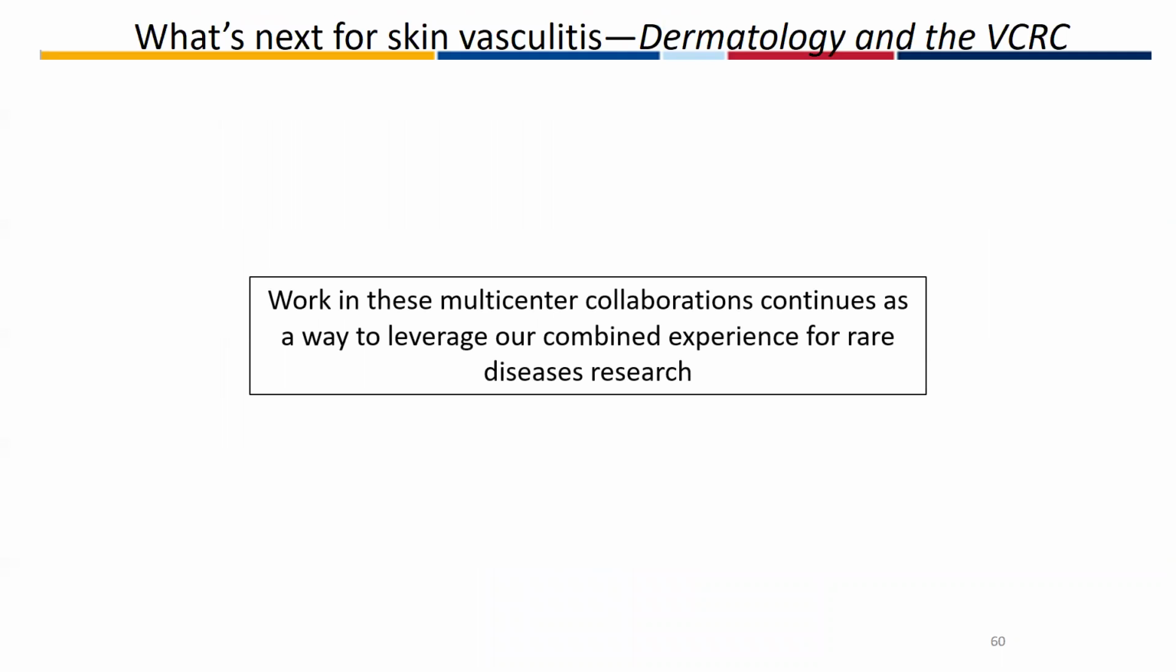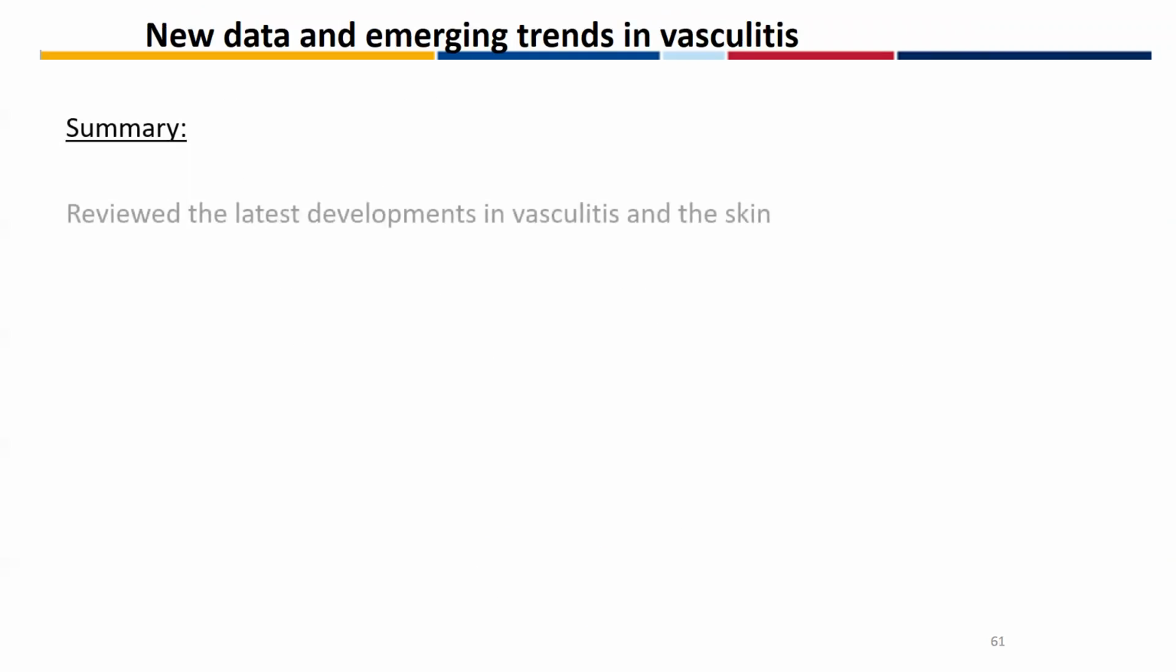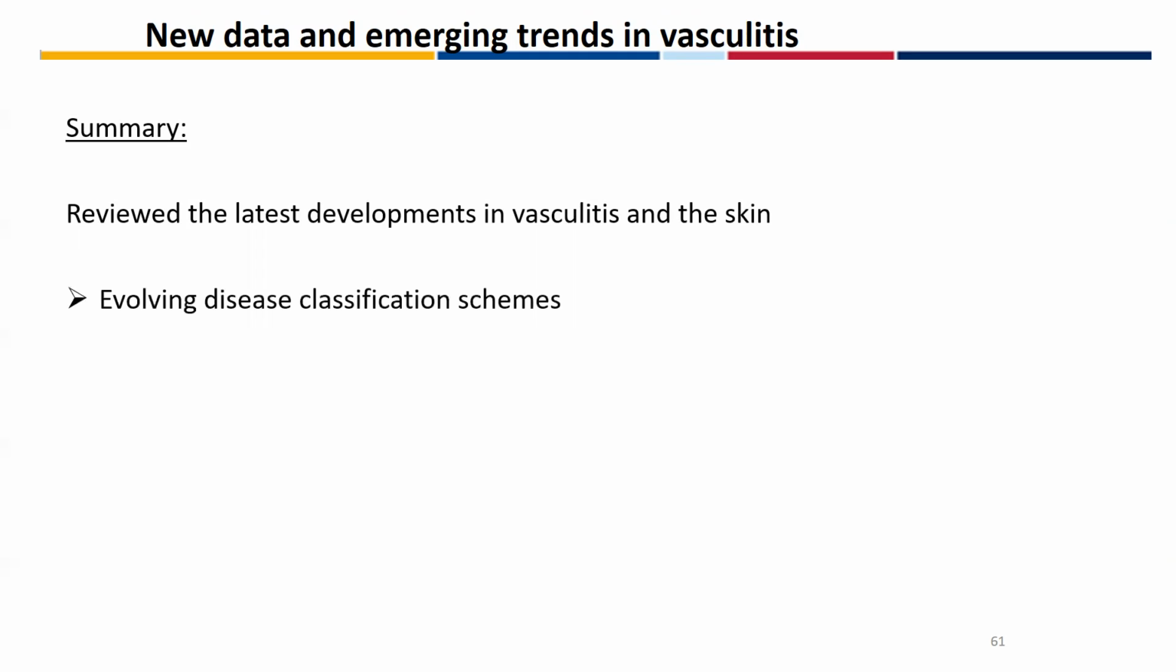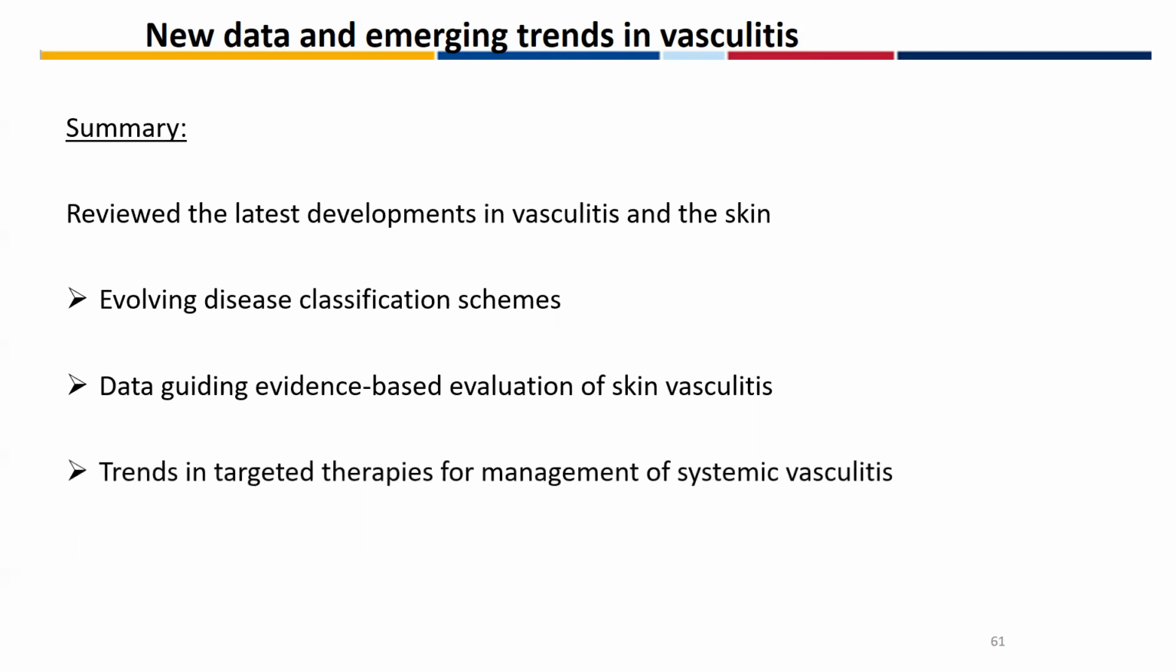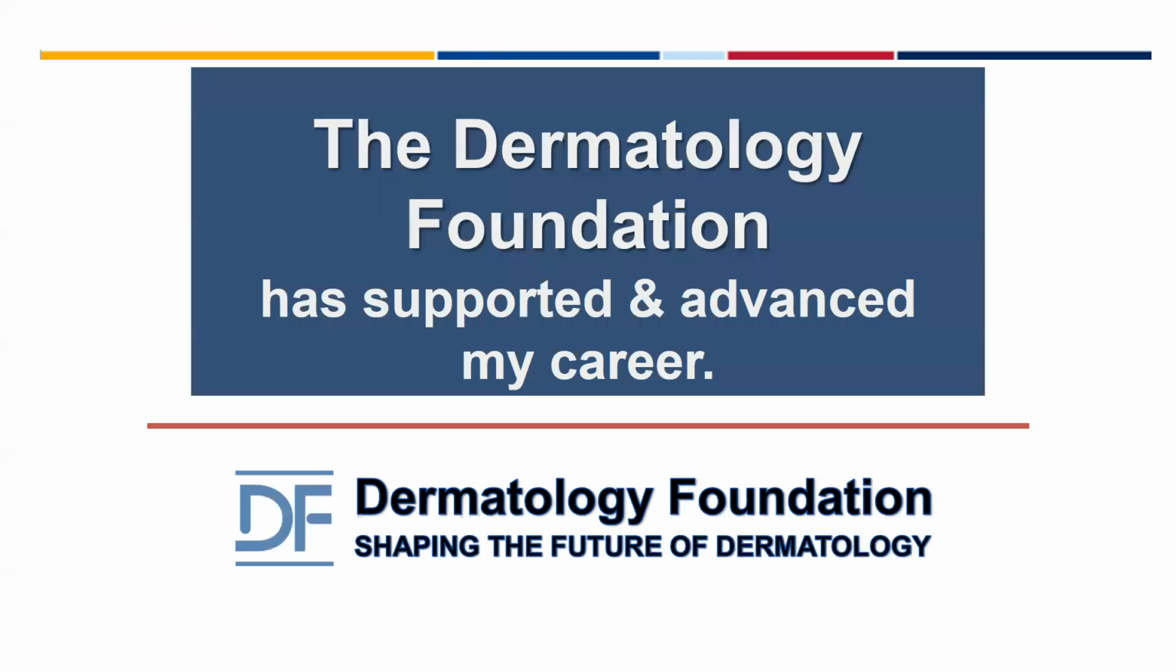So work in these multicenter collaborations continues as a way to leverage our combined experience for rare diseases research. Clearly, none of us on our own would be able to answer these questions by ourselves. So in summary, we reviewed the latest developments in vasculitis and the skin. We talked about evolving disease classification schemes, data guiding evidence-based evaluation of skin vasculitis and how we work these patients up, trends in targeted therapies for management of systemic vasculitis, as well as our ongoing collaborative research in skin vasculitis.